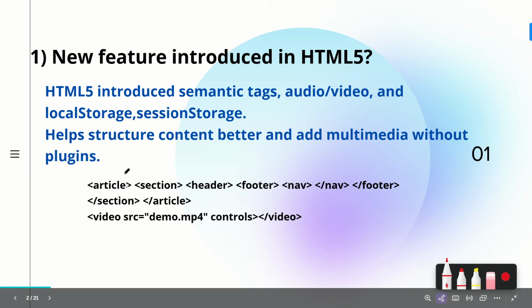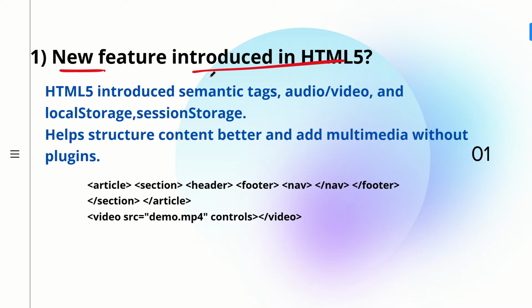Our first question is, what are the new features that were introduced in HTML5? You can answer this question by saying that a very important thing introduced in HTML5 was semantic tags. What are semantic tags? Semantic tags convey meaning to the developer and to the browser, so they are helpful in structuring the content better. They are also helpful in making your website rank better and SEO friendly. Also they help people who have disabilities.